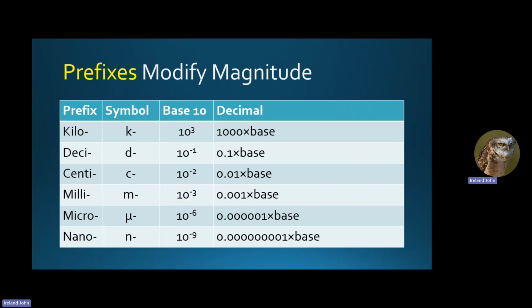So deci means 1/10. 1/10 the base. Now note, 10 to the minus 1 is 1/10, right? Because what does a negative exponent mean? It means 1 over that exponent, right? 10 to the minus 1 means 1 over 10, right? So deci is 1/10 the base. Centi, think century, 1/100th of the base. 10 to the minus 2.